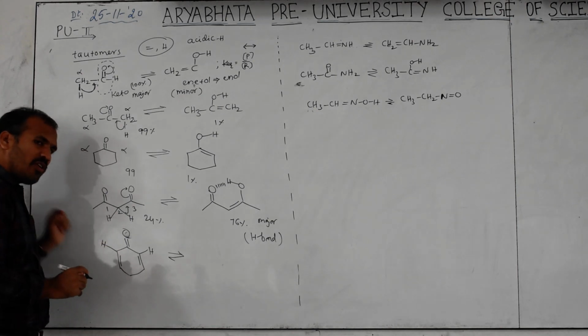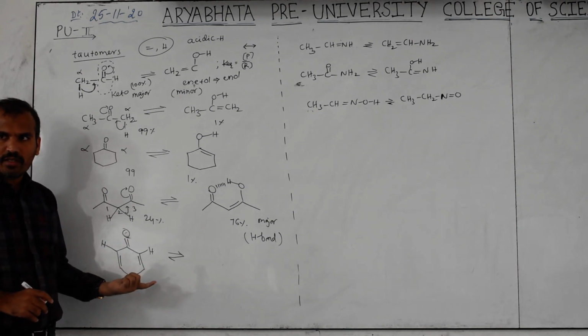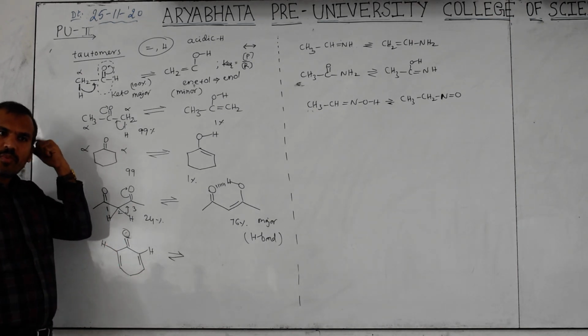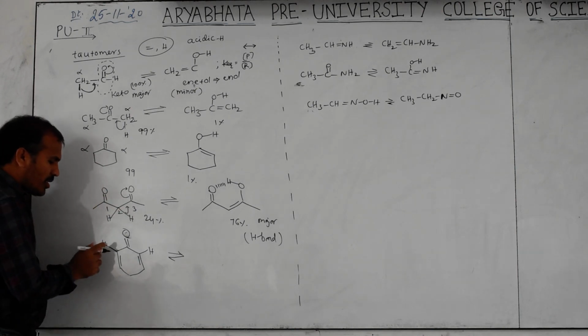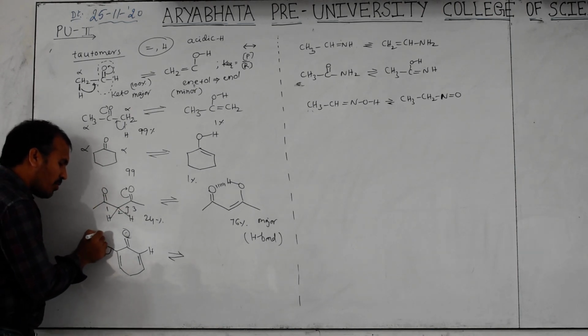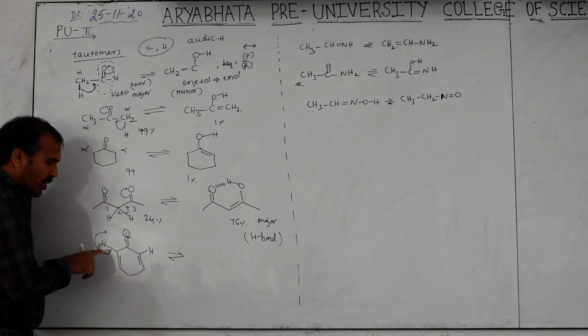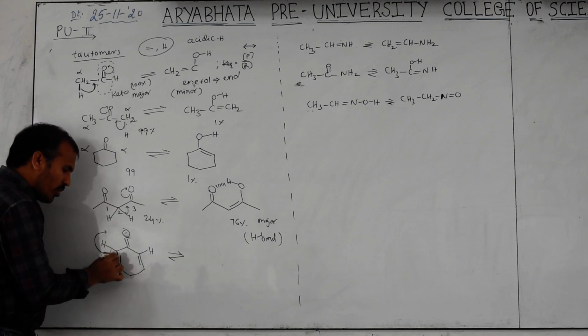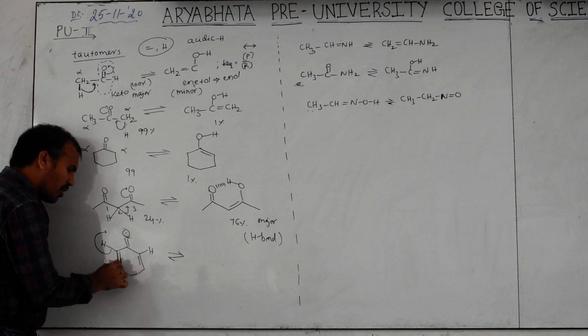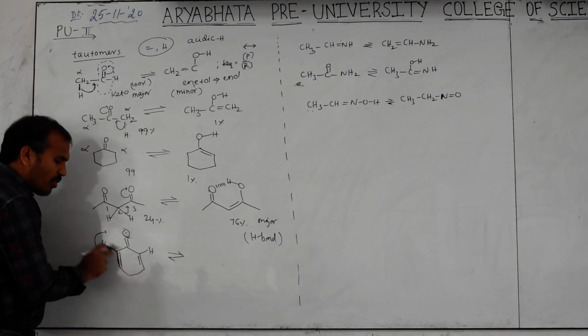Actually they are not shown, but for your understanding I am writing them here, because in bond-line notation we do not represent the hydrogen. Now, is it possible for this hydrogen to break like this? Why is it not possible here? Here we know this is which bond? A double bond. So it has double bond character.